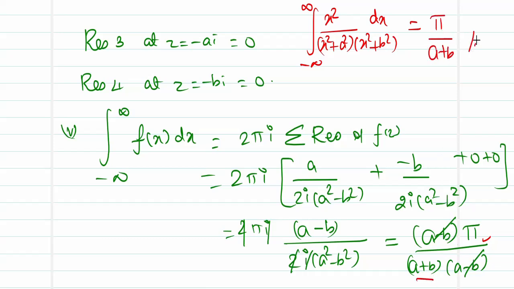So this evaluates the integrand of the form p of x by q of x, where your q of x is at least 2 or more degree than that of your p of x. Thank you.